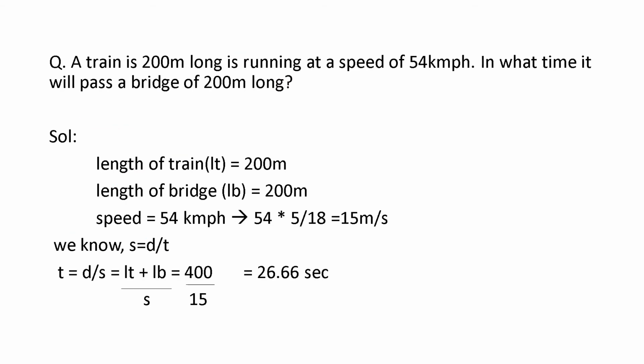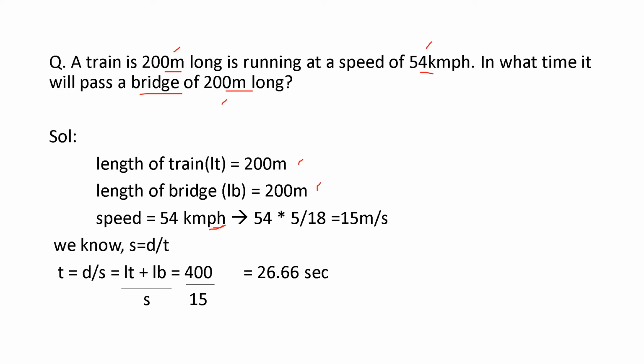Here is a question for you. A train is 200 meter long, running at a speed of 54 km per hour. In what time will it pass a bridge of 200 meter long? So the length of the train and the length of the bridge are given, and speed is 54 km per hour. Length of the train LT is 200 meter. Length of the bridge LB is also 200 meter. Now the speed given is 54 km per hour.